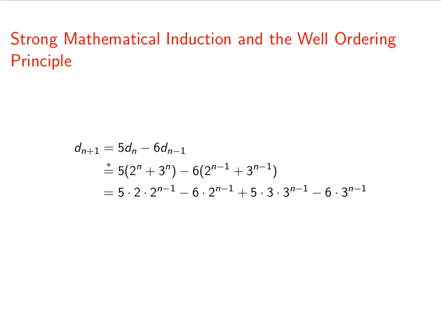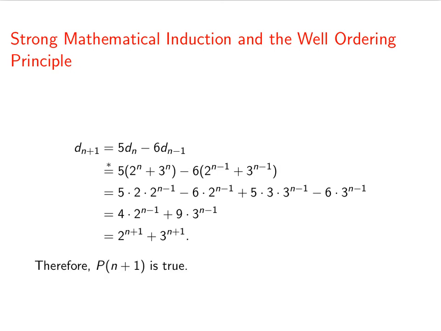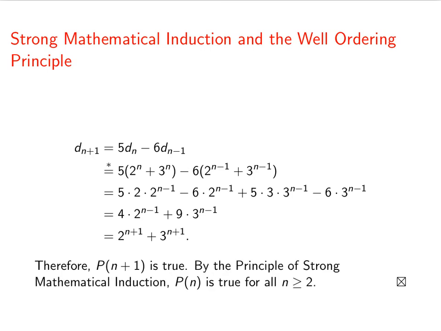All right, we multiply everything out, do a little distributing, nothing fancy here. If we recollect everything, what we'll see is we'll get 4 times 2 to the n minus 1 plus 9 times 3 to the n minus 1. And, aha, 4 is 2 squared, 9 is 3 squared. So what do you know? We end up with 2 to the n plus 1 plus 3 to the n plus 1. That's what we wanted to prove. So, therefore, p of n plus 1 is true. And by the principle of strong mathematical induction, p of n is true for all n bigger than or equal to 2. Okay, that's all for now.